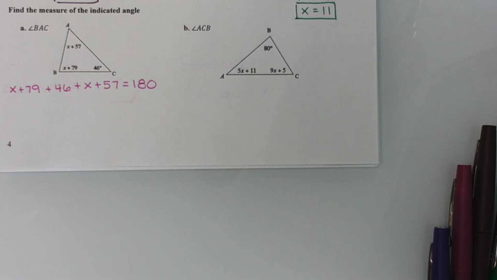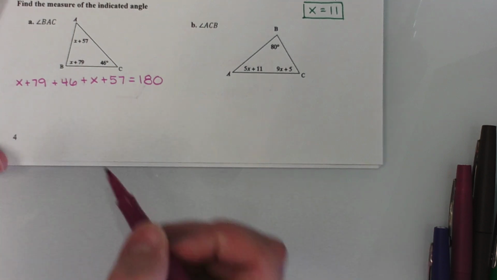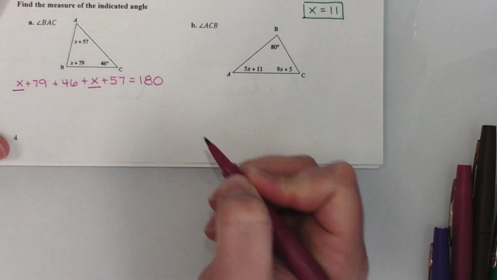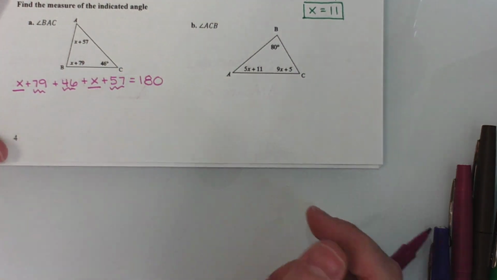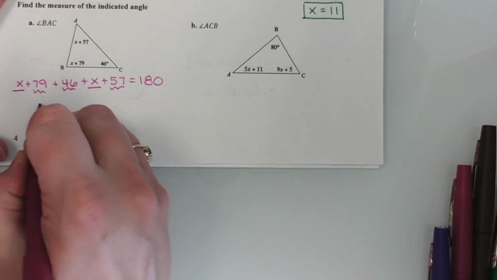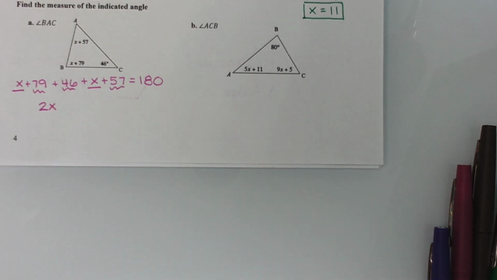Caleb? Now what? You have to simplify. I'm gonna simplify. In other words, combine like terms. Alike, alike, alike, alike, and alike. X plus x is 2x.